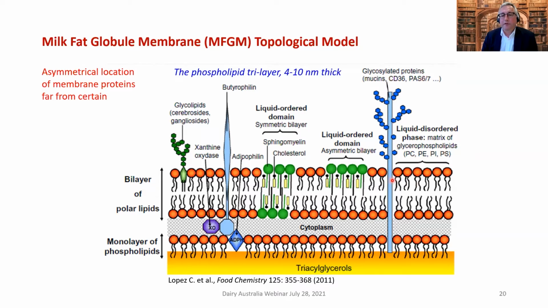Also, you've got these Christmas tree-like things, which are embedded proteins. Some of them are transmembrane proteins. They go all the way through. Some of them, like xanthine oxidase, sit right here between this bilayer above it and the monolayer below it. Now, all of this is something like 4 to 10 nanometers thick. So quite complicated and has important implications for nutrient delivery.